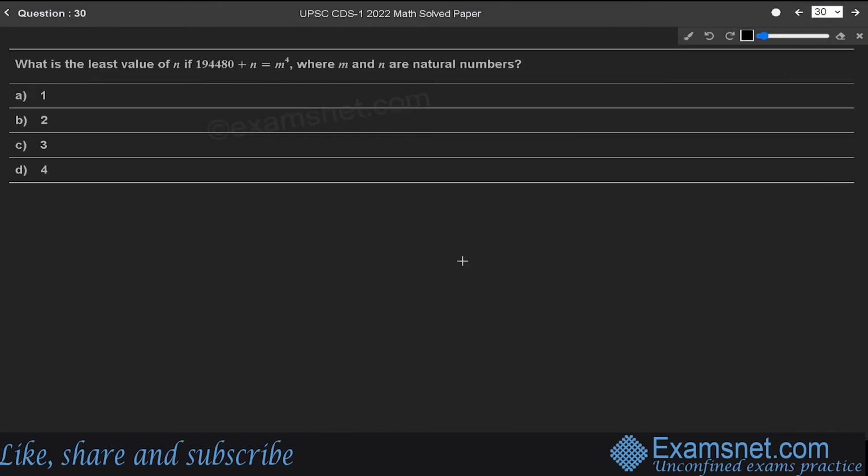Next question is, what is the least value of n if 194480 plus n is equal to m power 4, where m and n are natural numbers. We know a concept that when we square a number, the unit digit can only be 0, 1, 4, 5, 6 and 9.